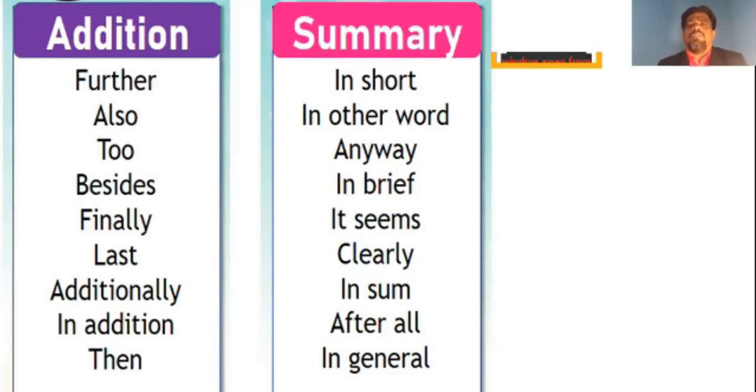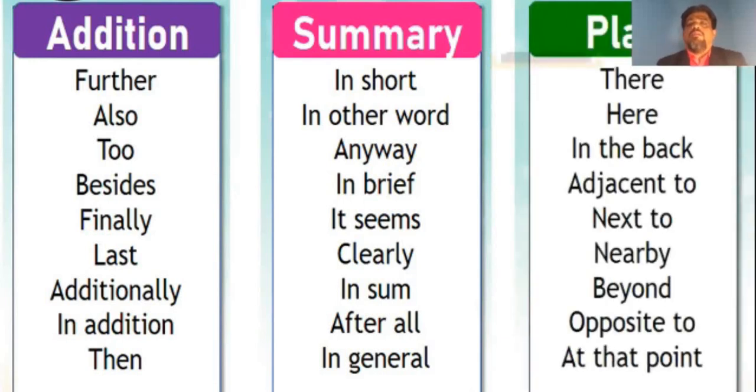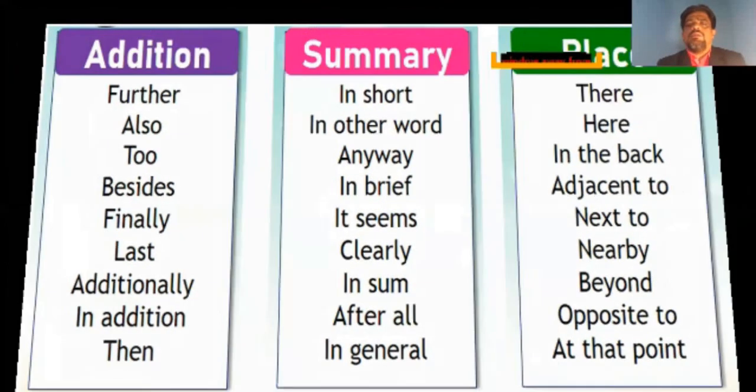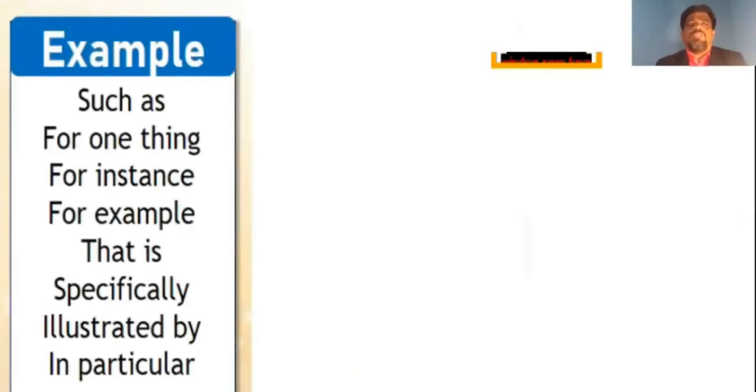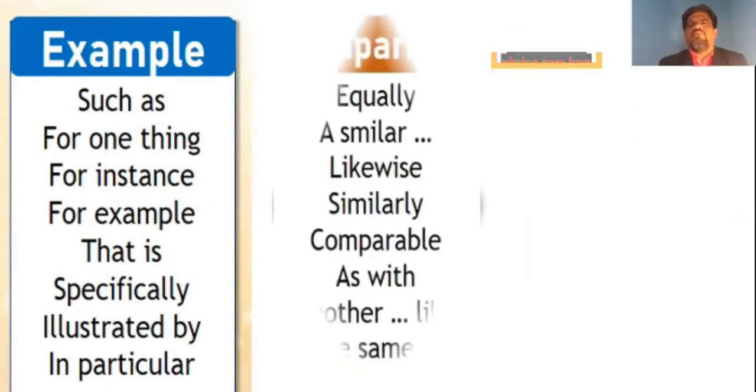All these conjunction words we could use to express the sum of something, whatever we could write earlier. And then the conjunction of place. There are so many words like adjacent to, next to, nearby, beyond, opposite to, we could write. And similarly, we have conjunction words for examples, such as, or one thing, for instance, for example, that is, specifically, illustrated by, in particular, plenty of words.